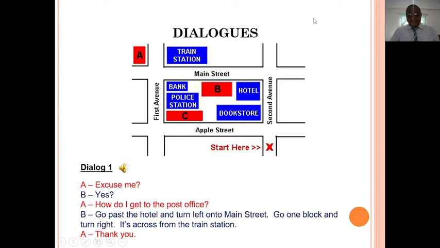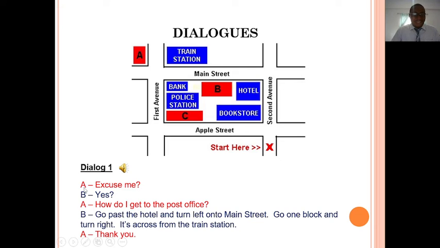Now, let's make a dialogue. Are you ready? Alright, so this is A, B, C. Now here we have train station, bank, police station, hotel, bookstore. Then we have First Avenue and Second Avenue. Now we are going to start from here. Now let's make a dialogue. Now we have two people, A and B.